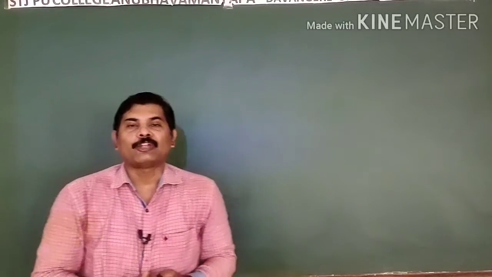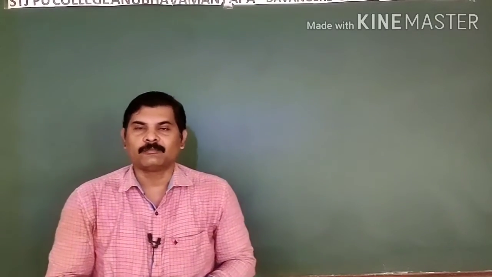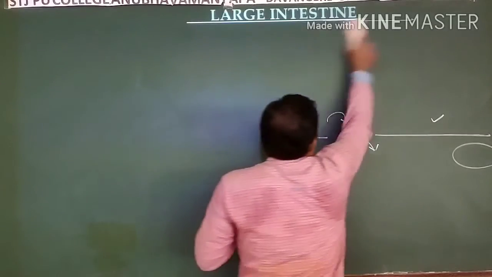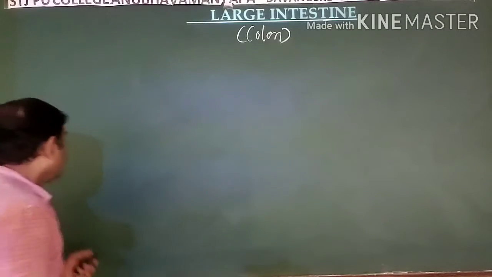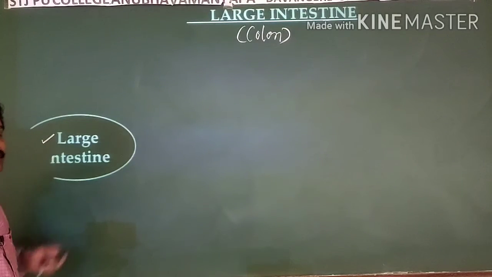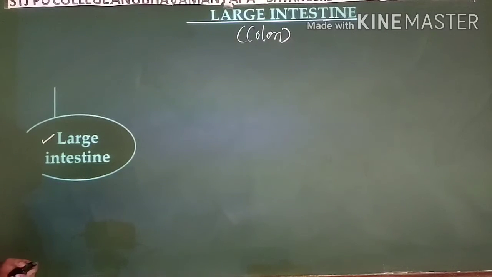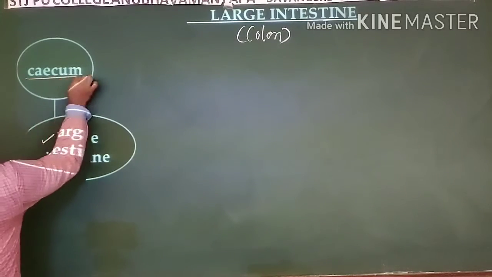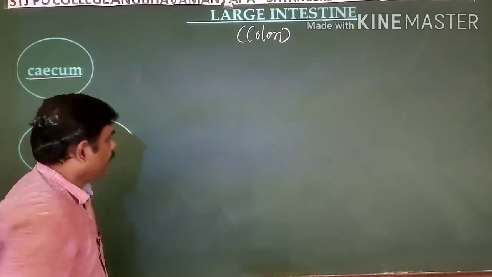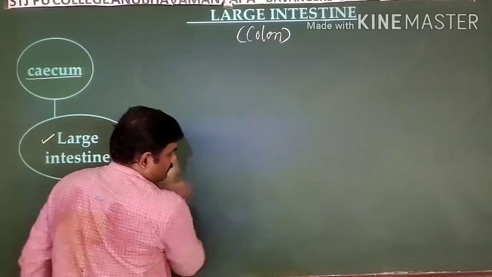As a part of the continuation of the human digestive system, in today's session, I would like to explain the large intestine in a detailed way. It has three different regions within it. The first region of this colon, or the large intestine, is known as the cecum. If you see its structure clearly, then you can understand this part.